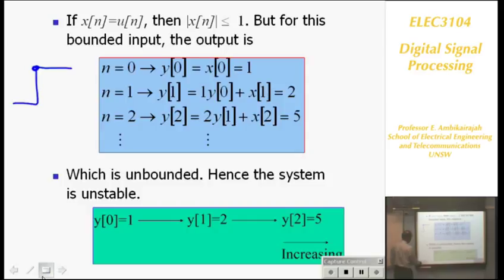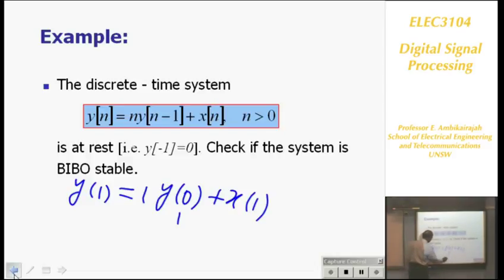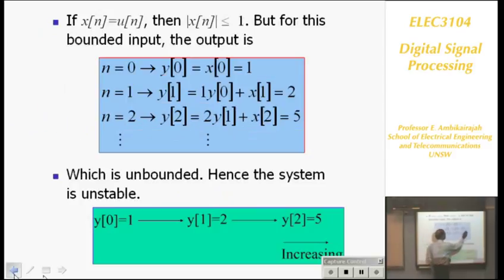Now you go back, n equal to 1. So go back here, n equal to 1. y[1] is equal to y[0] plus x[1]. And what do you have? y[0] you have already worked out the first time, it was 1. x[1] is also 1 because it is a step input, so that one is also 1. So 1 plus 1 is 2. Okay, so it goes to 2 next. So the second one is 2.